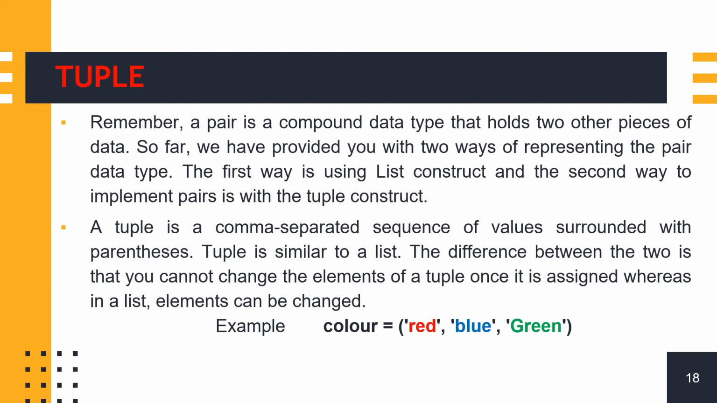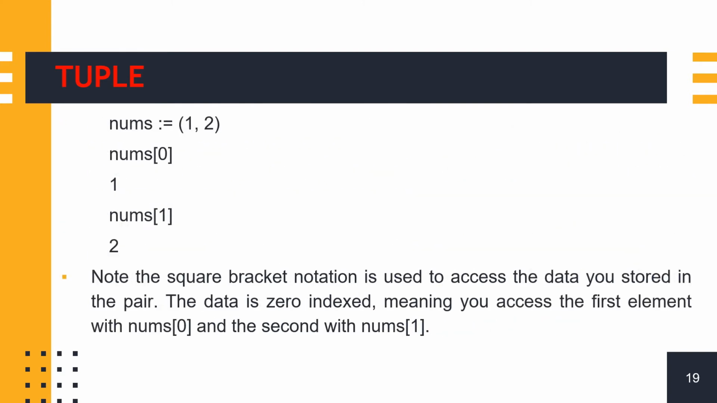So far we have provided you with two ways of representing the pair data type. The first way is using the list construct, and the second way to implement pairs is with the tuple construct. A tuple is a comma separated sequence of values surrounded with parentheses. A tuple is similar to a list. The difference between the two is that you cannot change the elements of a tuple once it is assigned, whereas in a list elements can be changed. Example, color equal to ('red', 'blue', 'green'). Now here number equal to (1, 2), number[0] is 1, number[1] is 2.